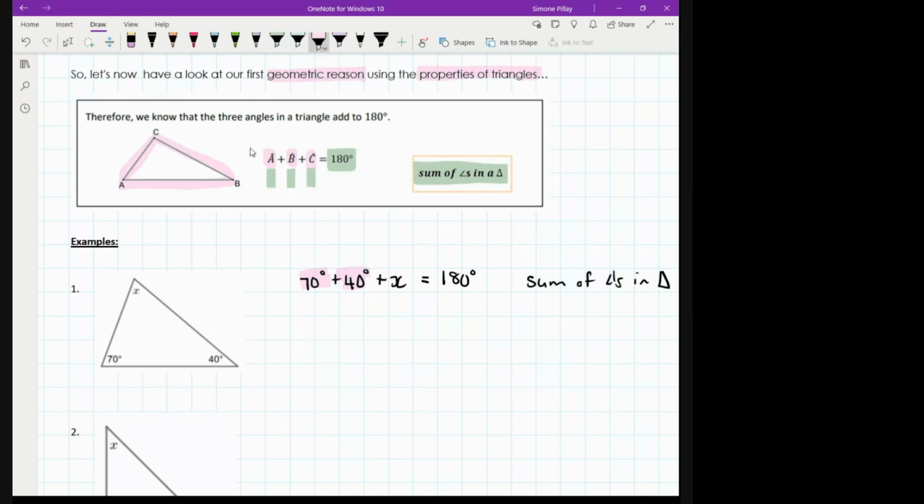Thank you. So it's not wrong at all. This is just the way I've done it. You could have said 40 plus 70 plus x. You could have said x plus 40 plus 70. You could have said 70 plus x plus 40. Any combination of those is okay, as long as you've added all of them together and told me that it equals 180.